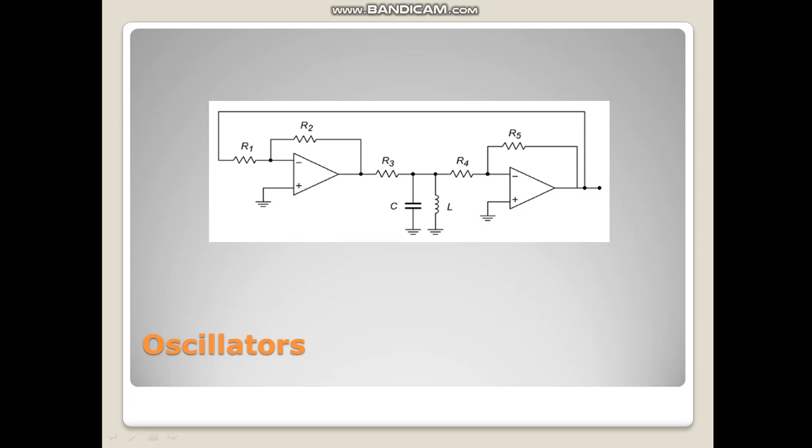This is an oscillator which uses two op-amps, with R1 at the input of the first op-amp and R4, R5 at the output of the op-amp, in between an RC circuit and an RL circuit. Output is obtained at the second op-amp, which gives the oscillator. This basically implies a positive feedback.